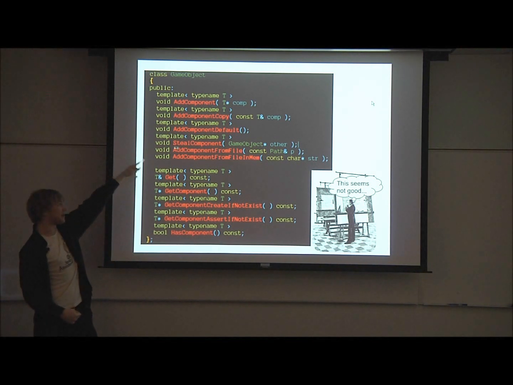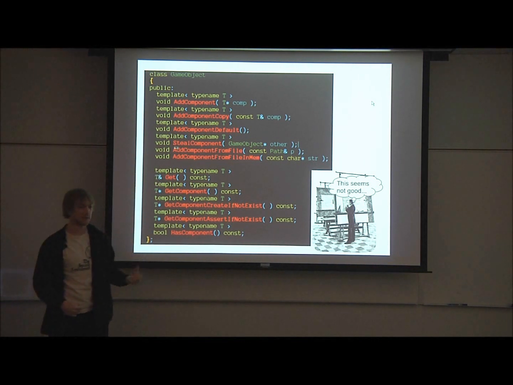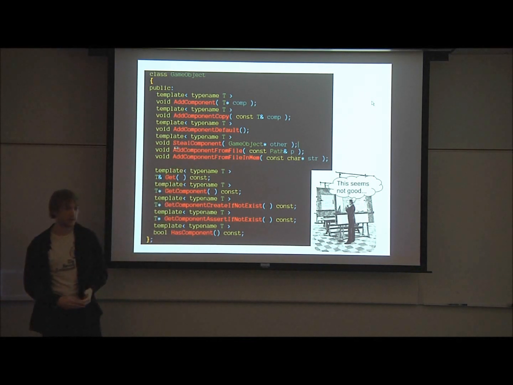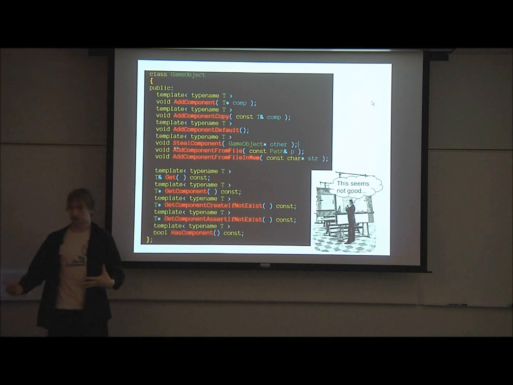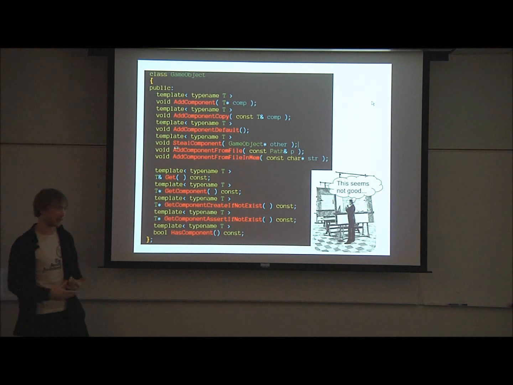Like if you wanted to copy, you could copy the component yourself and then pass it into the pointer one. Or you could default construct one yourself and pass it into the pointer one. Now if those are being done very, very often, you might want to make utility functions for them. But are they being used that often?